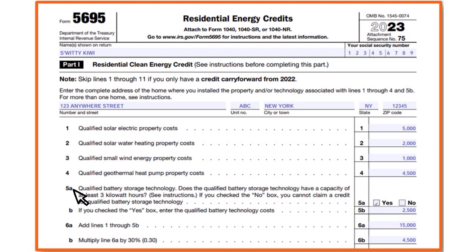Those numbers, of course, are hypothetical, but I'm just showing you how the process works if you were to fill this form out. When you add lines 1 through 5B, on 6A you have $15,000. And when you multiply line 6A by 30%, we're looking at 4,500, okay? So 15,000 times 30% gives us 4,500.